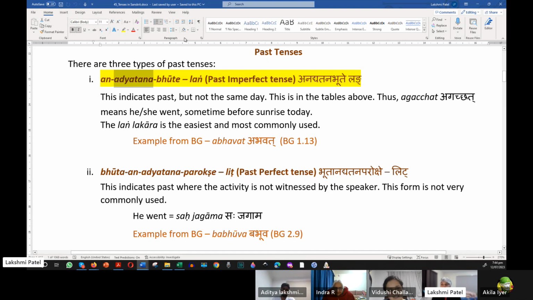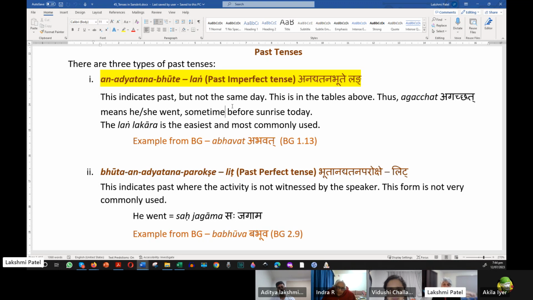Okay. But it is adyatana, not the time around now. Adyatana bhutakal. Bhuta means past. So this indicates a past, but not the same day. Anadyatana. Okay, so it's a past which belongs to not today. It happened in the past.